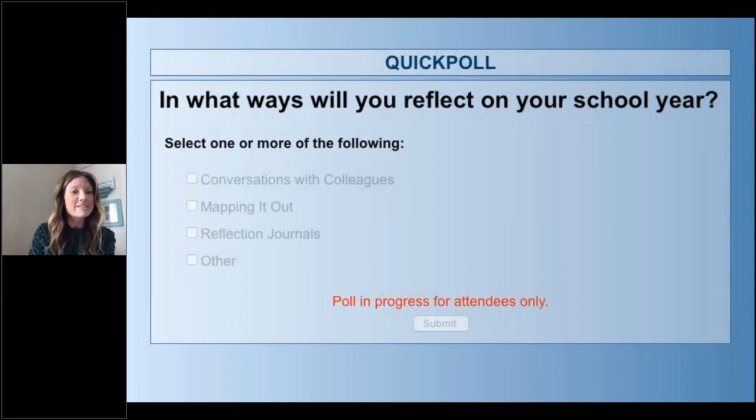And then so Jamie, it's looking like across the board, conversations with colleagues, mapping it out, and reflection journals are all up there in like the 50 to 60%. So awesome, good to hear. Great option. Super, thanks, Robin.